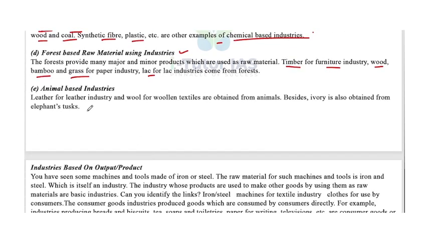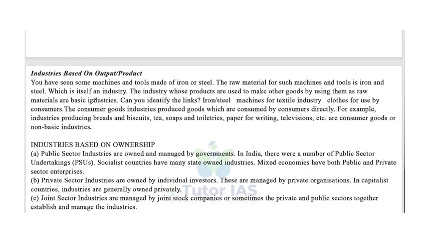And now animal-based industries. Leather for leather industries and wool for woolen textiles are obtained from animals. Besides, ivory is also obtained from elephant's tusk. Okay, so that is animal-based industries. Next one is industries based on output or product.